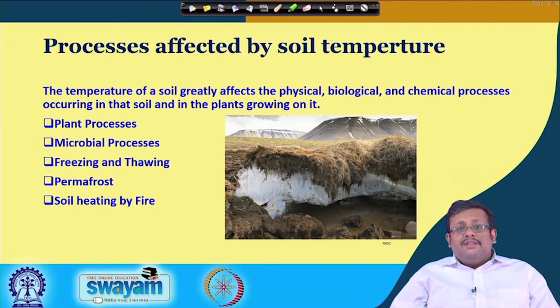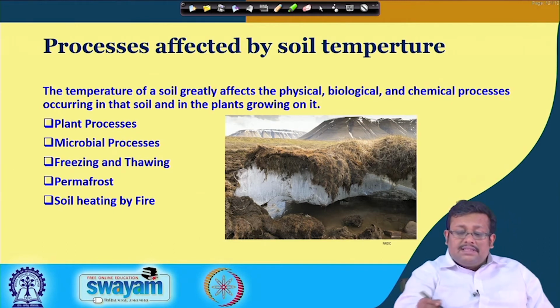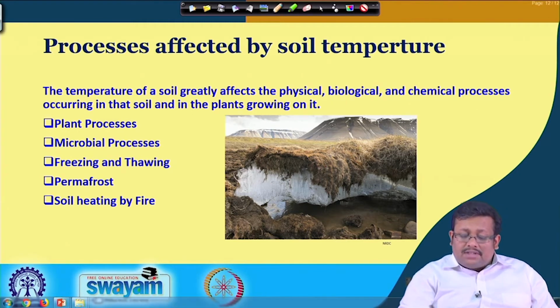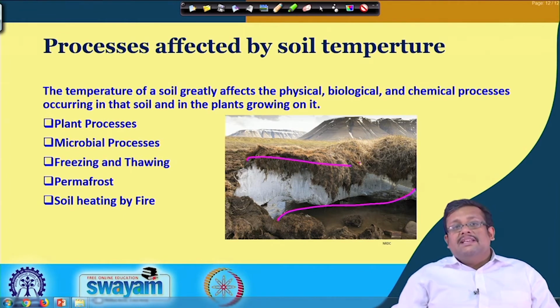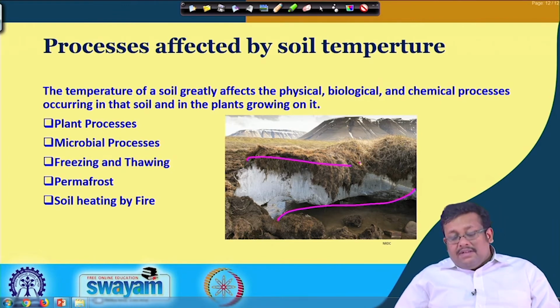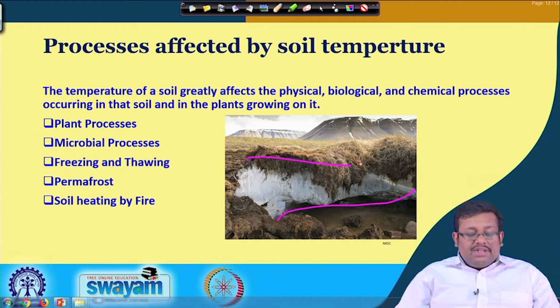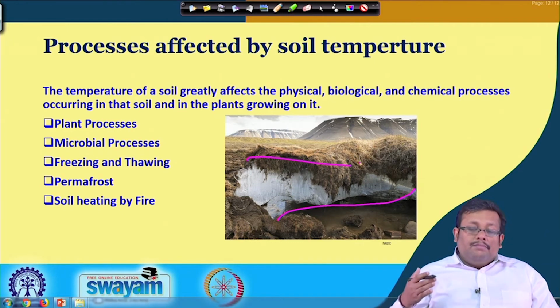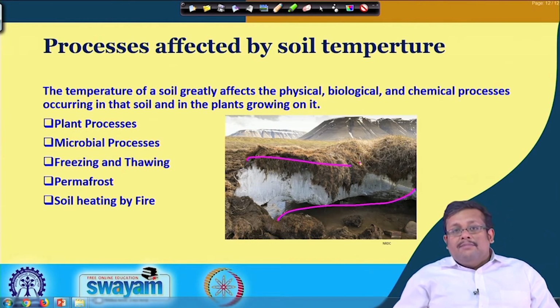Freezing and thawing is very important, as you can see in this picture, this is called a permafrost condition. We will discuss this later. Now, in this permafrost condition, a considerable portion of the soil remains frozen, and you can see this in the tundra region or in the mountainous regions, where for most of the part of the year these soils remain frozen. So, these are called permafrost conditions, and soil heating by fire is also a very important process which is governed by soil temperature.